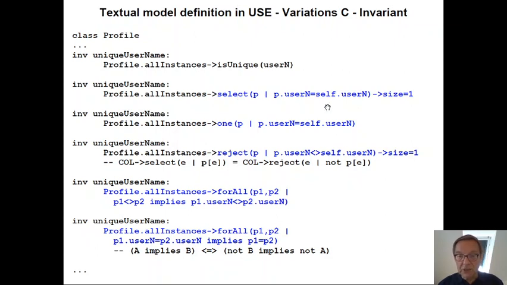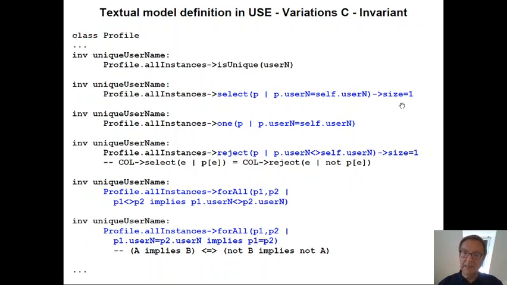And so the selection that is done here is we are selecting all profiles that have the same username as the self object, namely the current profile object that we are considering. So this is a collection of profile objects, and what we are requiring here is that this collection has the size 1. There is exactly one object, namely the self object, which has exactly this username here. And with this we guarantee the uniqueness of the username.